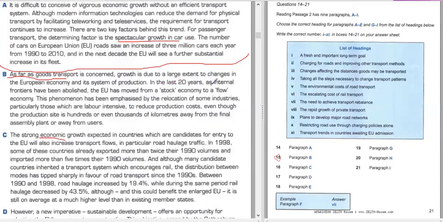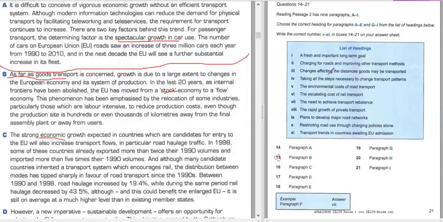In the last 20 years, as internal frontiers have been abolished, the EU has moved from a stock economy to a flow economy. There is a change in economy. The phenomenon has been emphasized by the relocation of some industries, particularly those that are labor intensive, to reduce production costs, even though the production site is hundreds or even thousands of kilometers away from the final assembly plant or away from users.